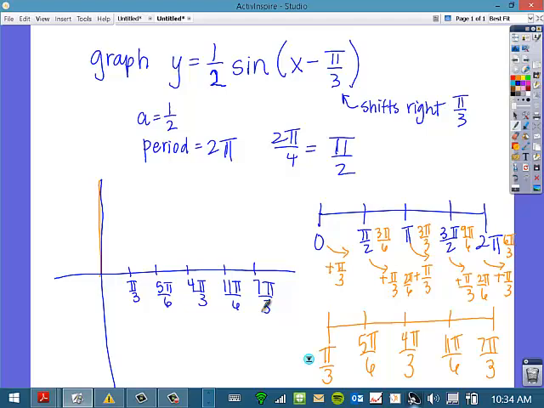So this is a sine graph, so I started at 0. I'm going to go up and then down. But remember, your amplitude's not 1. Your amplitude is 1/2. So that means your max is 1/2 and your min is negative 1/2. So I'm going to go up to 1/2, down to 4 pi over 3, at 0, down to negative 1/2, and then back to 0.